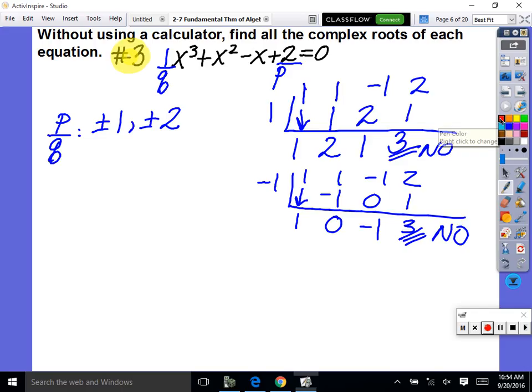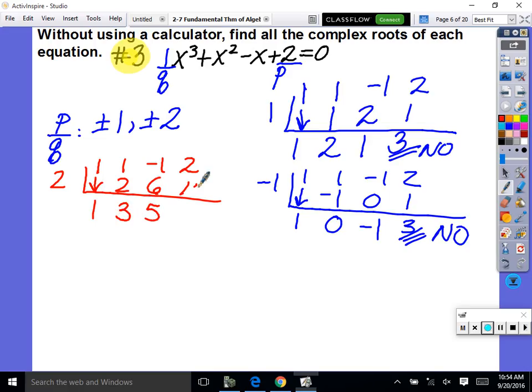Okay, let's do 2. 1, 1, -1, 2. 1 times 2 is 2. Add straight down is 3, times 2 is 6. Add straight down is 5. Are we going to get a remainder of no? Okay, we're almost there. Let's test -2.